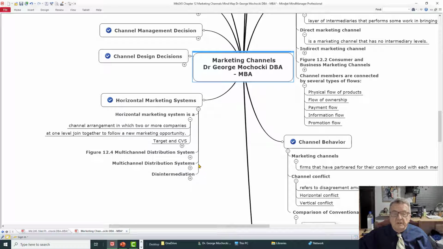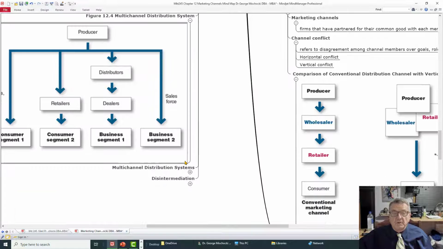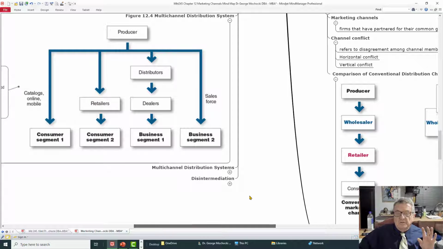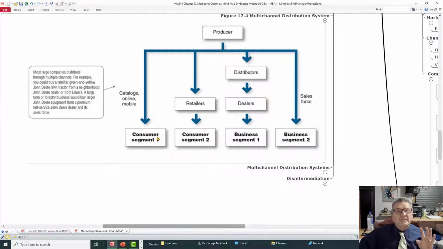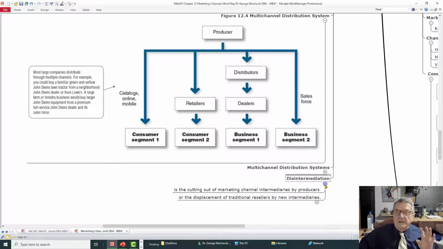All right, so then you have multi-channel distribution, for lack of a better word, and you have distributor segment 1, 2. It's just different ways of breaking it down, okay? I don't want to get into too much of a catalog, you have the information here. I just want to remind you what we covered. It's cutting out the middleman.